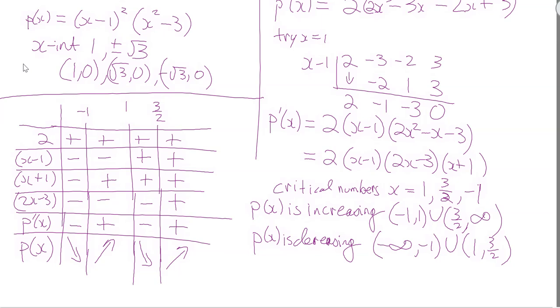That should fit with the narrative, right? Because we know it's a fourth degree, it's opening up, so it's got to be decreasing as it comes from negative infinity in. It's got to be decreasing, and as it heads out to infinity, it's got to be increasing. So, matches with what we know.